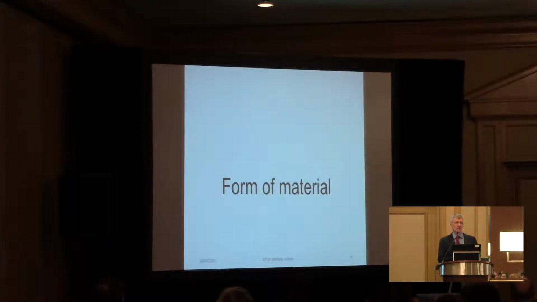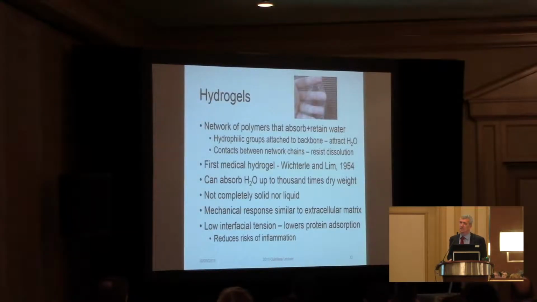So in this talk, I'm going to talk about each of these aspects, one after the other, and try to explain a little bit of the work that we're doing to address emerging questions and emerging needs in vocal fold implants. So in terms of form of the materials, for soft tissue replacement, a lot of the processes that we use are made of hydrogels.